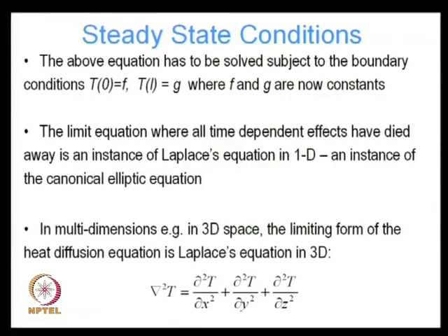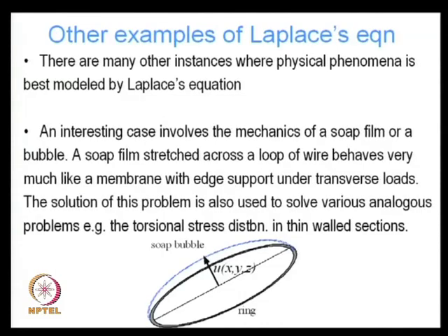So, the limit equation where all time dependent effects have died away is an instance of Laplace's equation in 1D, an instance of the canonical elliptic equation. In multiple dimensions, for instance in 3D space, the limiting form of the heat diffusion equation is nothing but Laplace's equation in 3D, which is given by that. So, there are many other instances. This is one instance where we saw that the parabolic equation becomes the elliptic equation if you look at it at a sufficiently long time after I specified my initial conditions.